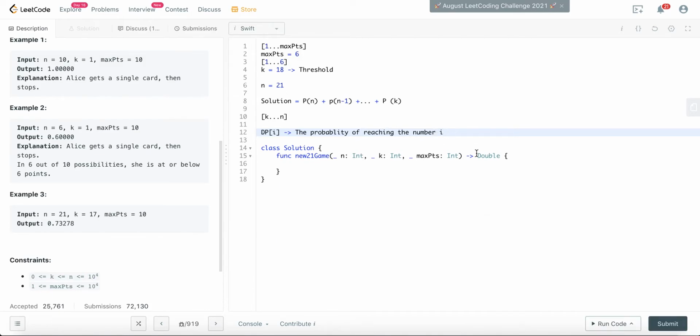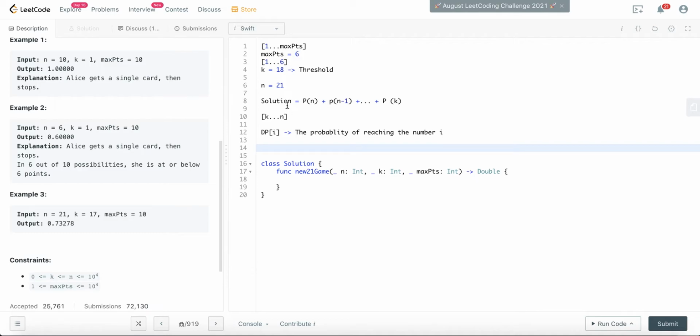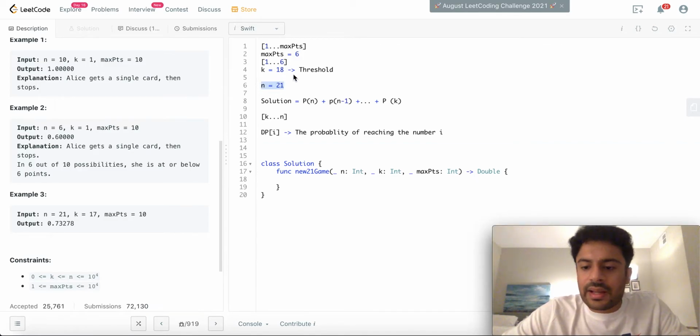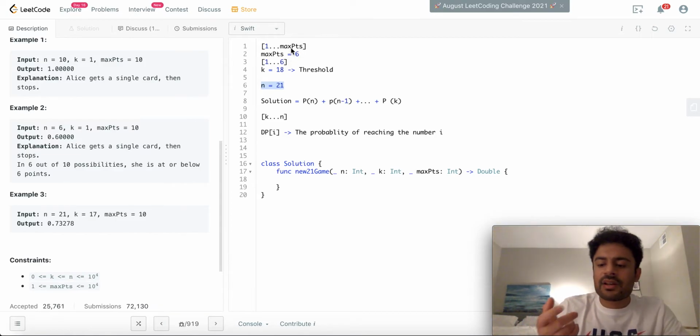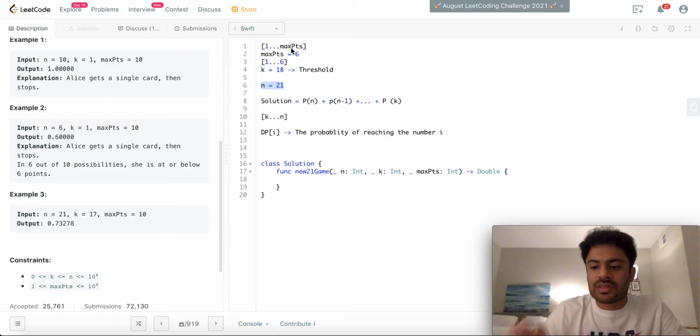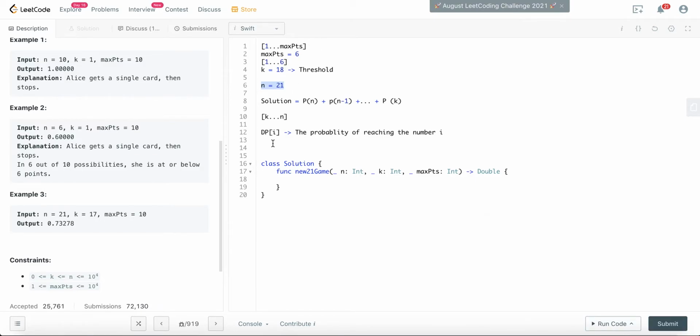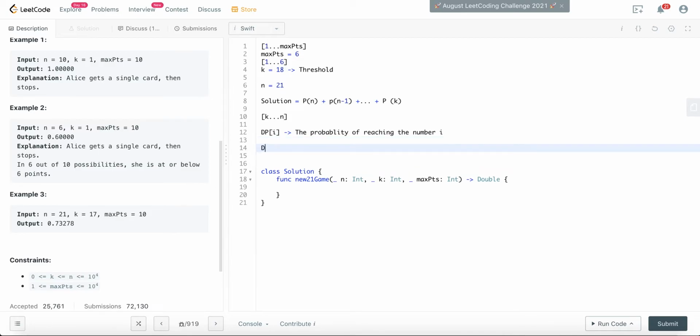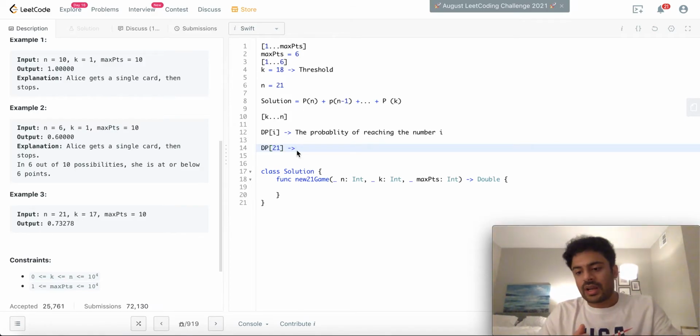Now let's just take this example. We'll keep n as 21, k as 18, which is the threshold, and max points as 6. Basically, we can draw any number from 1 to 6 with equal probability. There is no bias there. Cool. So let's say we want to know the probability of reaching 21. Now what are the ways of reaching 21?